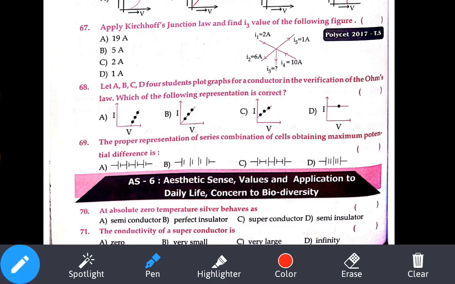68th bit. Let A, B, C, D are 4 students plot graph for a conductor verification of Ohm's law. This is a very easy one, right? Start from origin. Option number B is our answer. Nothing to prove there. It's a direct question.